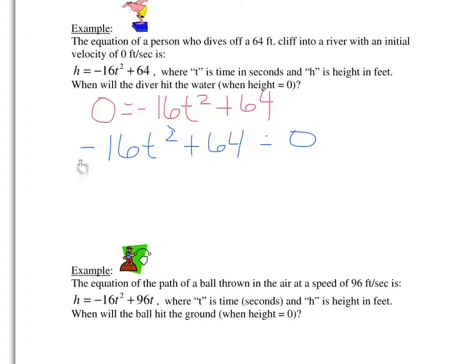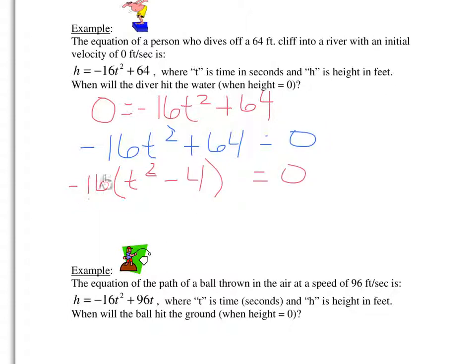All right, so the first step to factoring any expression is to look for a GCF, and of course, we're going to take this negative off. So these two terms are both divisible by 16, so we're going to factor out a negative 16. And when we divide by negative 16, we end up with t squared minus 4.